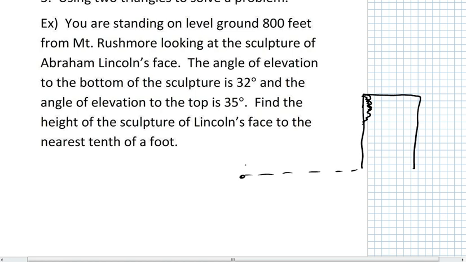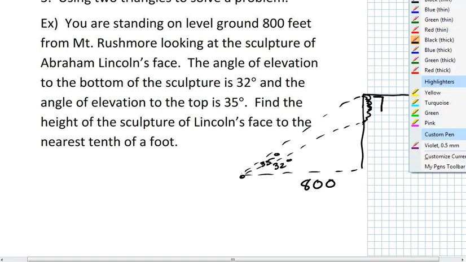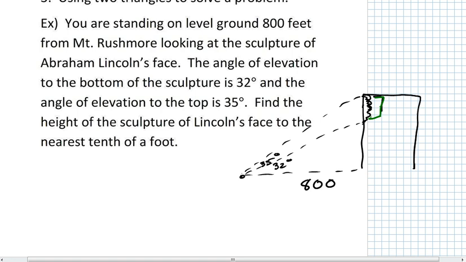And looking to the top, the angle of elevation is 35 degrees. But looking to the bottom of the sculpture, it's 32 degrees. And notice you're 800 feet from Mount Rushmore. And basically you want to find the height of the sculpture of Lincoln's face. So basically you're trying to find, let's do a different color here, you're trying to find this amount right here.